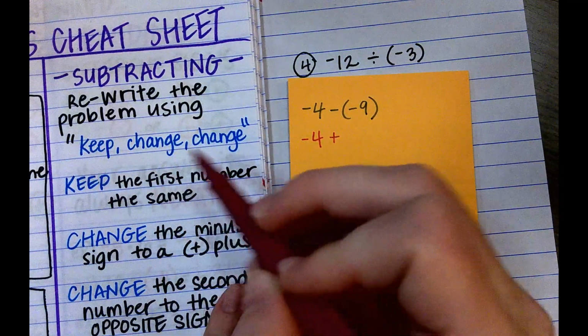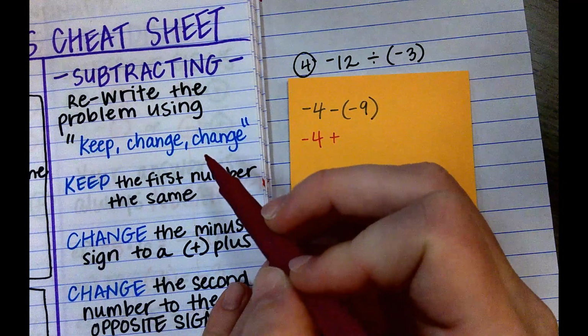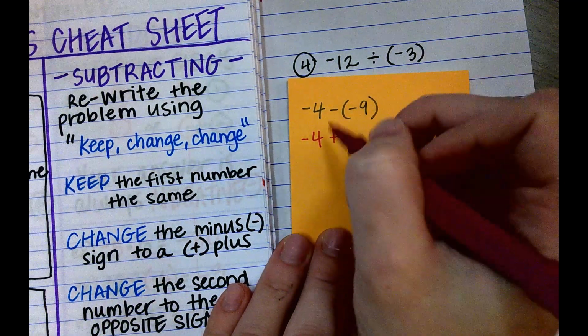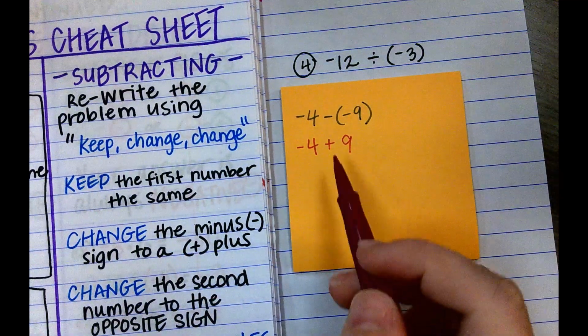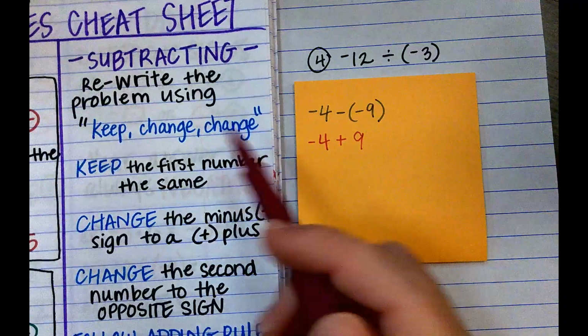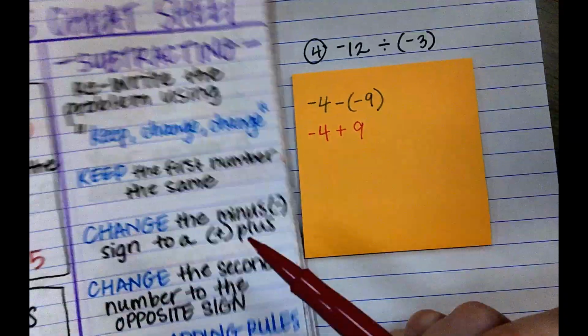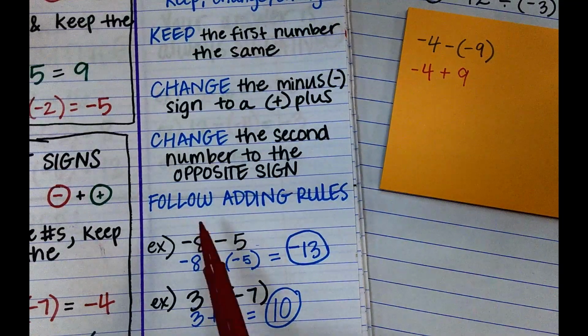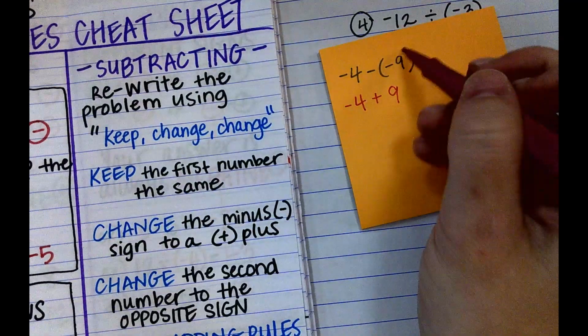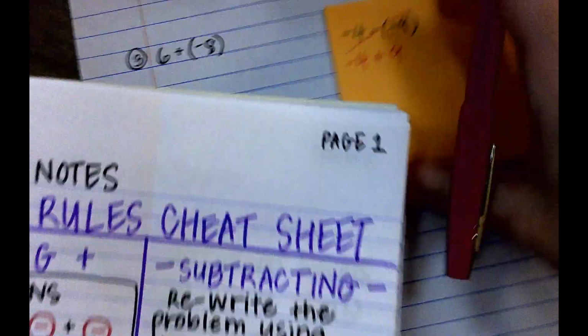Now, is it keep, change, keep? No, keep, change. So what changes next? The -9 turns into a positive 9. Now I have -4 plus 9. The first answer was 13. Here's what we did: keep, change. The next thing says follow addition rules. Now we follow addition rules, ignoring the original problem.